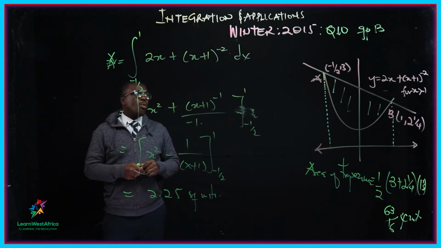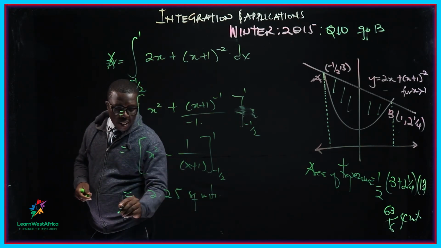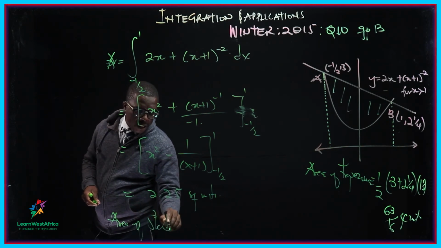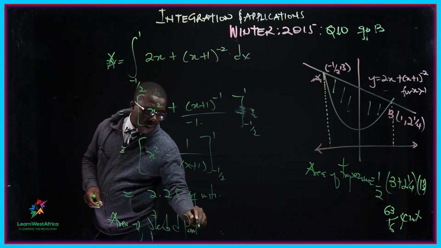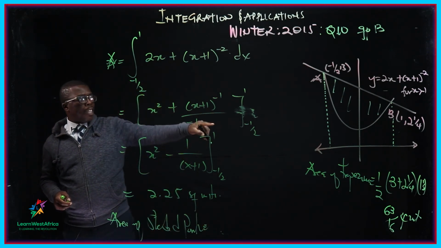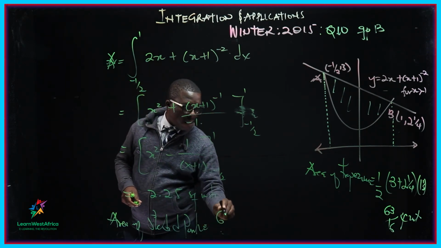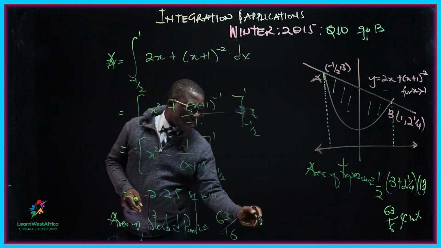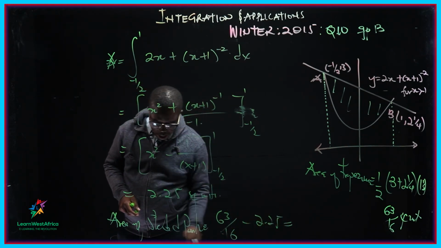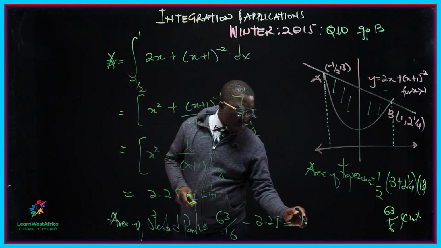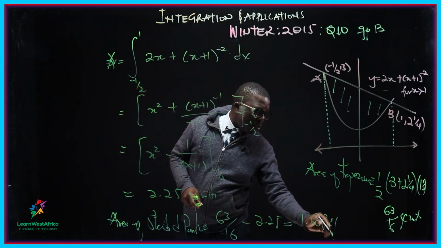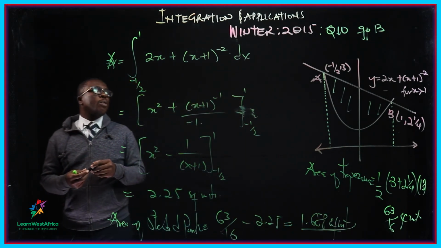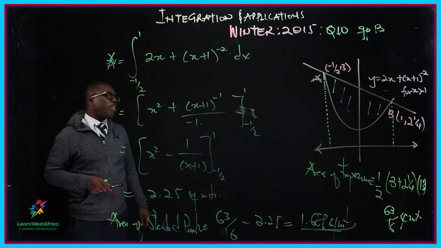2.25 square units. Hence, when you want to find the area of the shaded portion, what do you get? You are going to get the area of the trapezium, which is the 63 over 16, minus the 2.25. And guys, that should give you approximately 1.688 square units. So that is how you find the area of the shaded region for question 10, QP13.